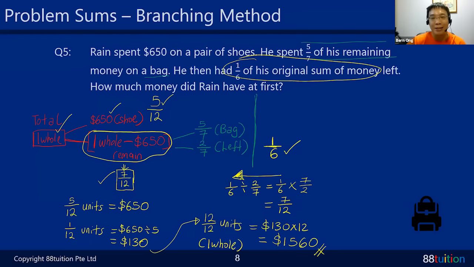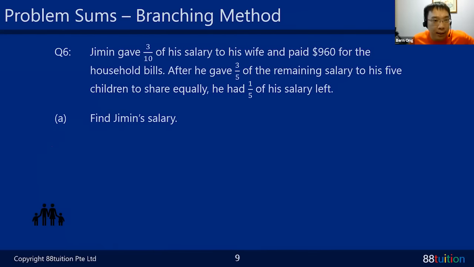Okay, let's go on to question 6. Ji Ming gave 3/10 of the salary to his wife and paid 960 for the household bill. Once again, how come there is no total? No, we don't have the total. 960 is for the household bill.